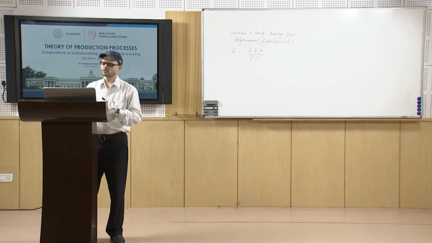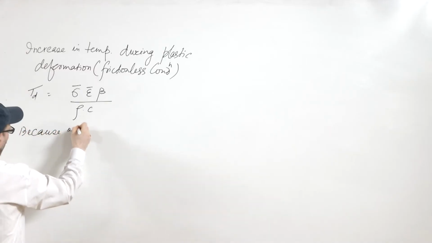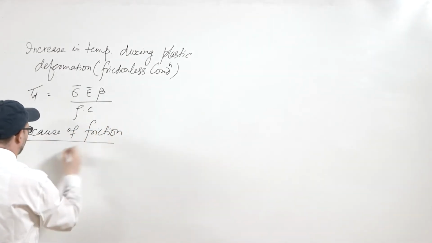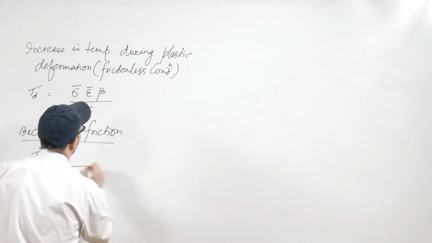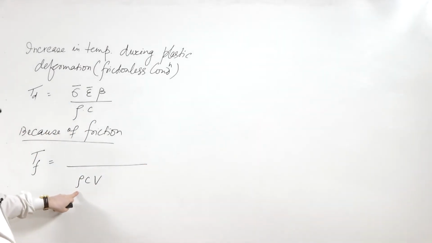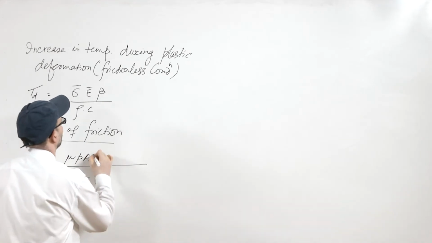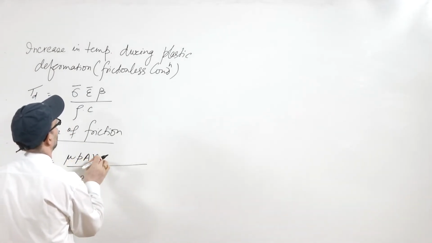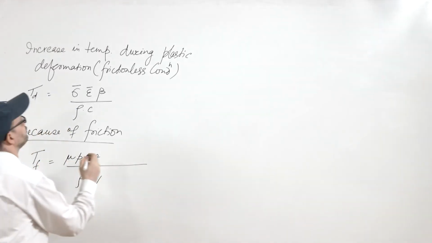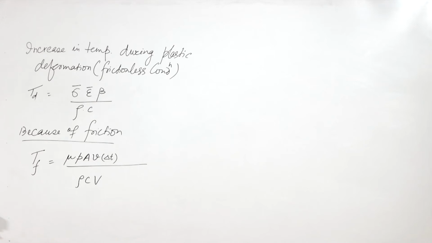So, this way you can find these values. Because of friction, you will have Tf multiplied with rho c and V, and at the top you will have, rho again the density, C the specific heat, V the volume, and then here you will have mu, pressure, multiplied by area, multiplied by velocity. So, this will be the force, then the velocity, and then the time duration for which it is working. Okay. So, this is how you can find the increase in temperature.